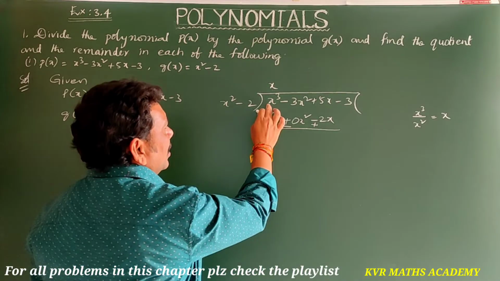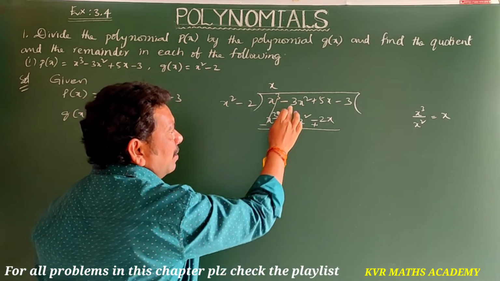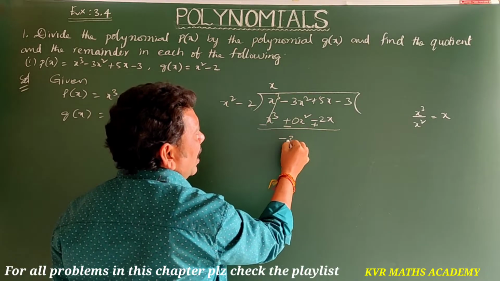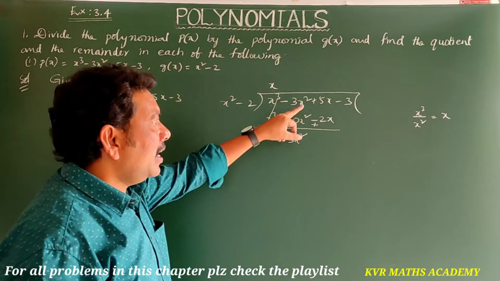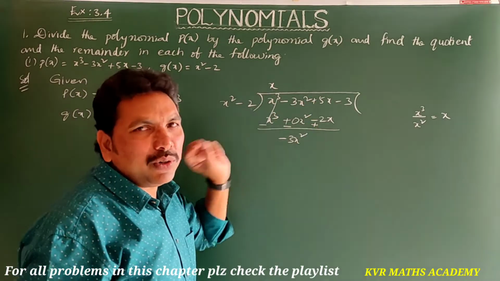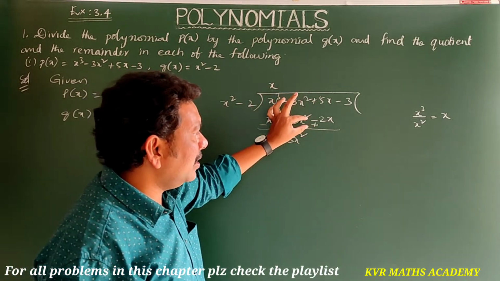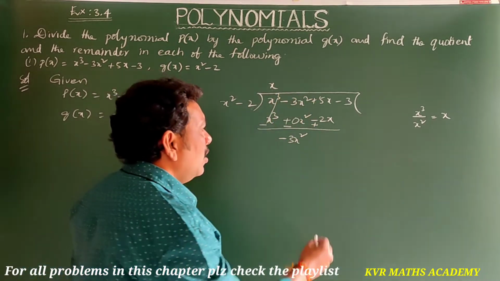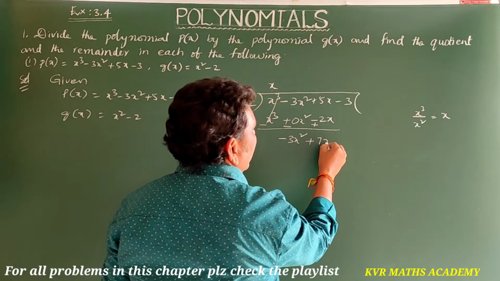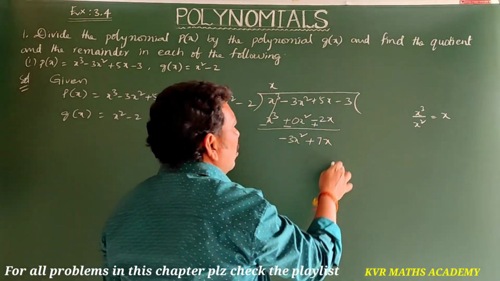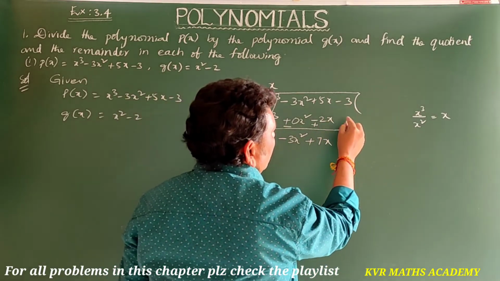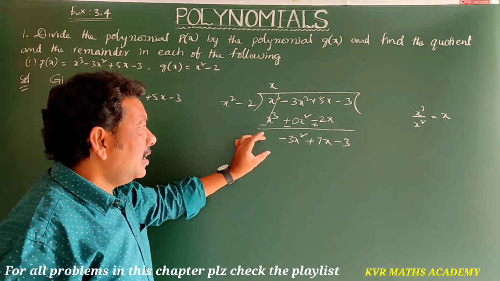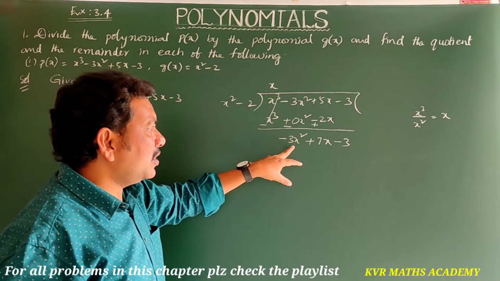Understood, clear? X cube minus x cube gets cancelled. Minus 3x square plus 0x square means minus 3x square. Next, 5x plus 2x: here minus 2x becomes plus 2x, so 5x plus 2x will be plus 7x. Now put down minus 3. Again we have to take the first term in this one.